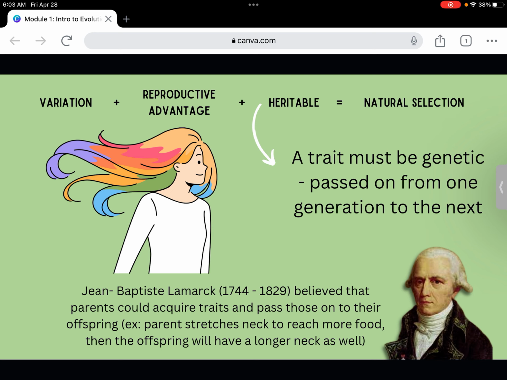The last ingredient is heritability. This trait must be genetic, meaning it has to be passed from one generation to the next. If it's not a heritable trait, natural selection cannot occur.